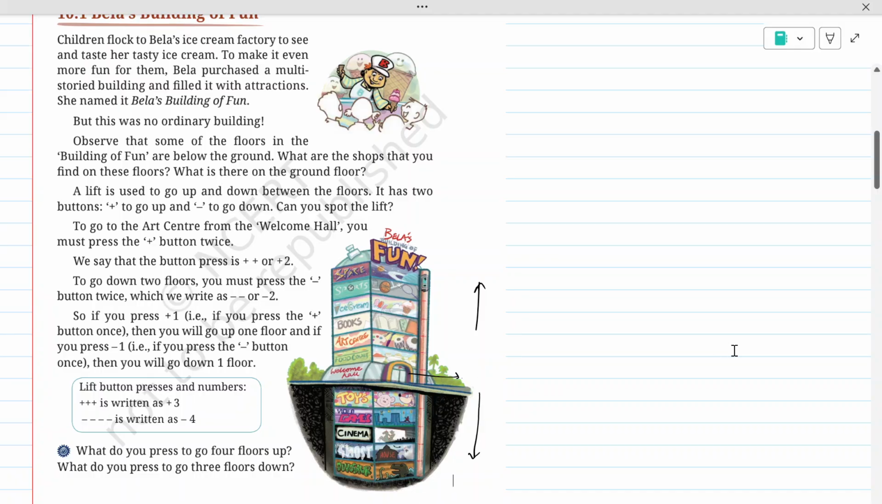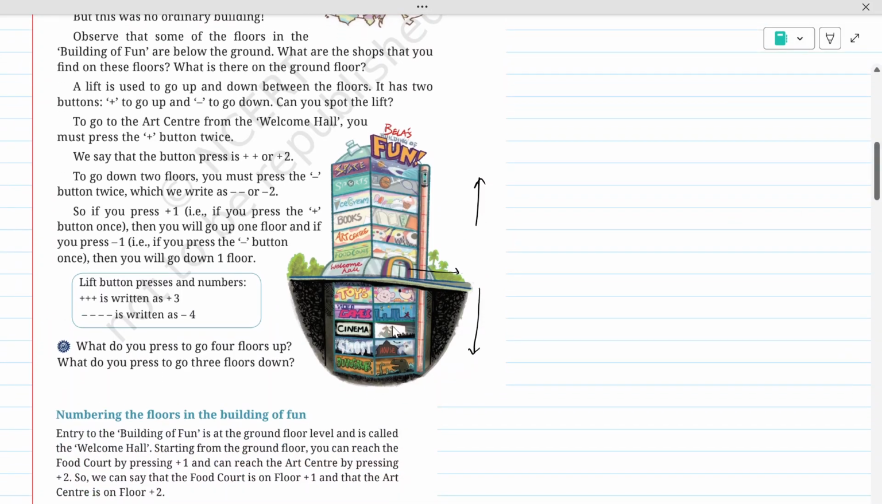What is there on the ground floor? So kids, what we can see here is we have toys, we have video games, cinema, ghost house, and the dinosaur house. So these are the things which are there in the ground floor.